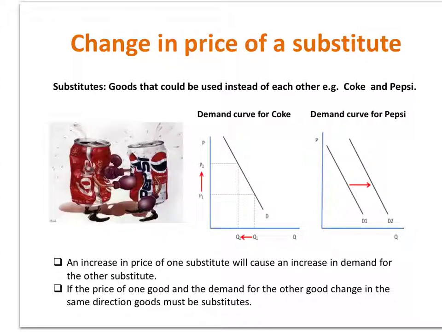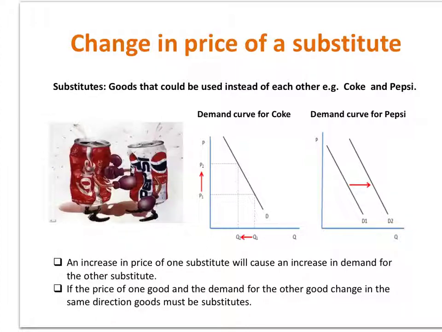The next non-price condition of demand is price of a substitute. Substitutes are goods that could be used instead of each other. For example, Coke and Pepsi are substitutes. A change in price of one substitute will affect the demand for the other substitute. If price of Coke, for example, increases, quantity demanded will decrease. Consumers will be willing to buy less Coke at a higher price.